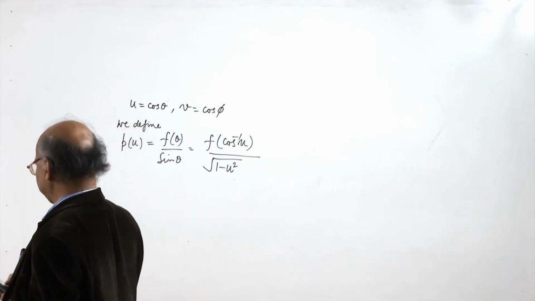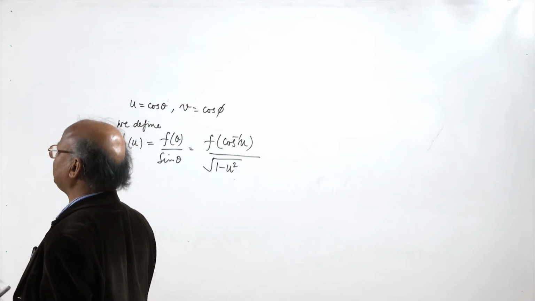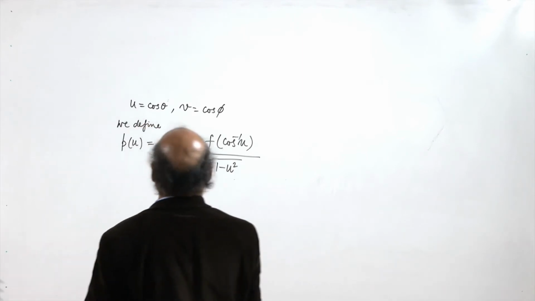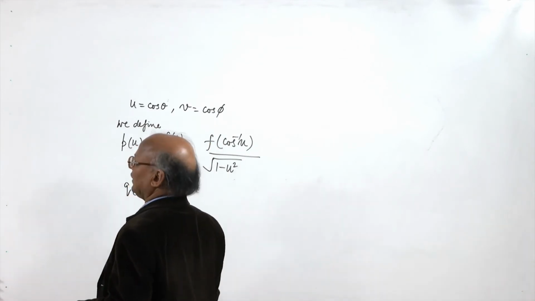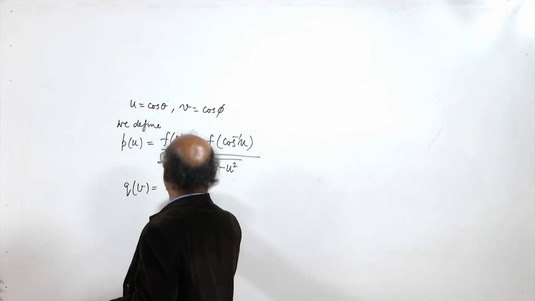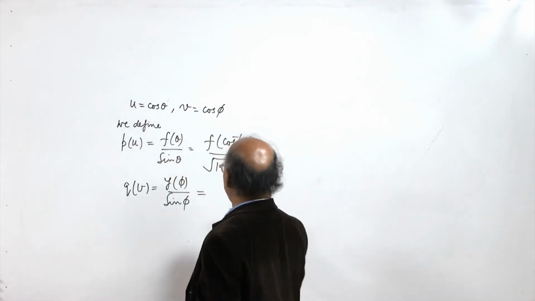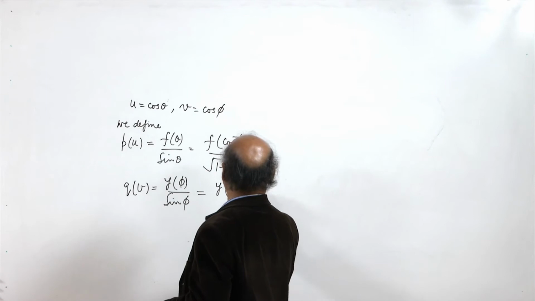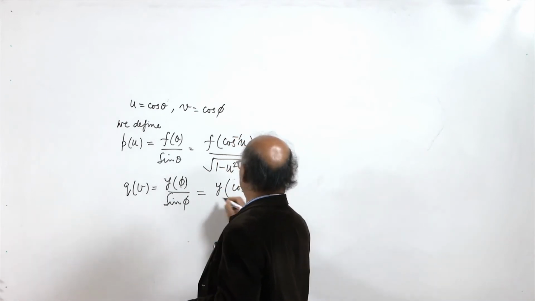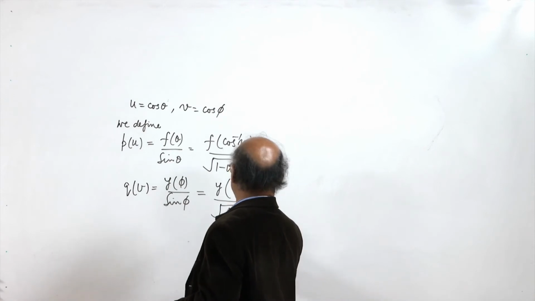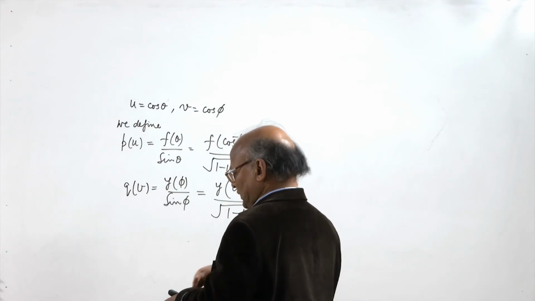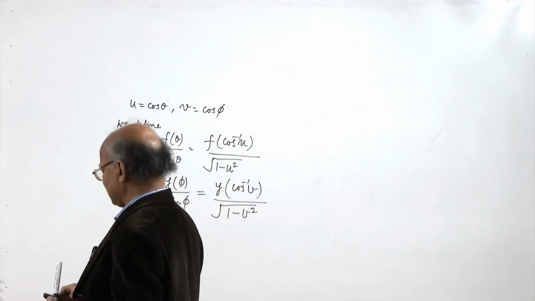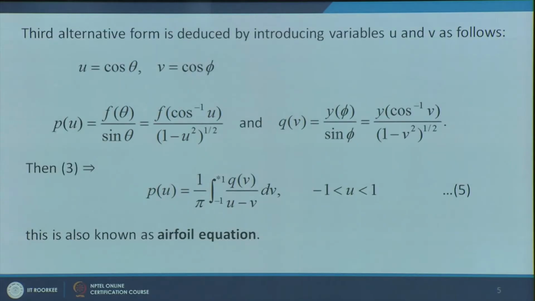Here we have this integral. In these integrals we will make the change of variables. So we are defining p(u) and q(b), and q(b) is equal to, we define as ψ(φ) over sin φ. So ψ(φ) over sin φ is ψ(cos⁻¹ b) divided by √(1 − b²). Now with this change of variables, let us see what we get from the first equation.